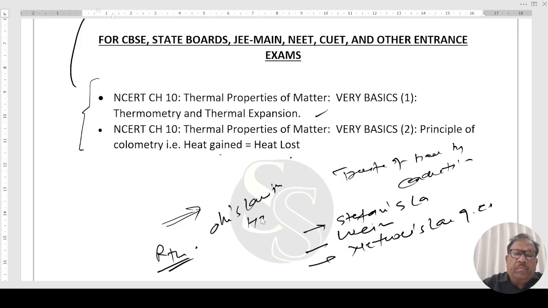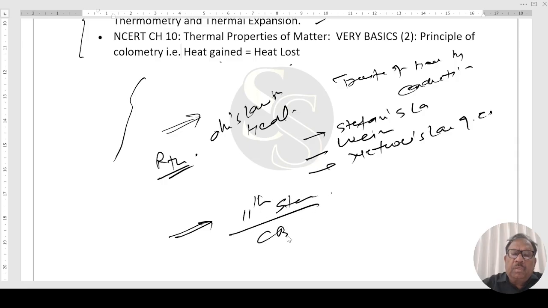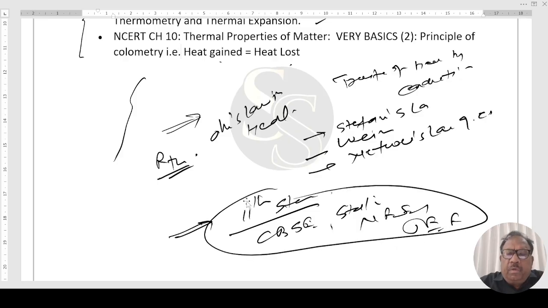in heat, and a number of other topics which are going to be very useful for 11th standard, CBSE, states, NEET, JEE, and other entrance examinations. It is requested, please go through the session completely. Now let's start with the question and concept.